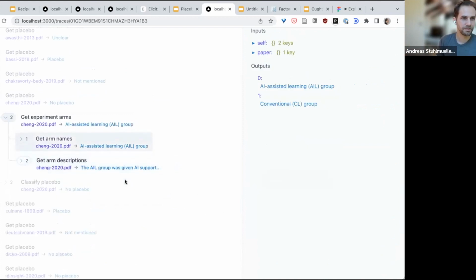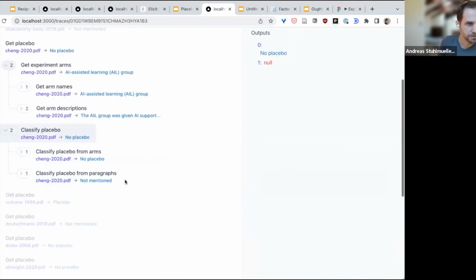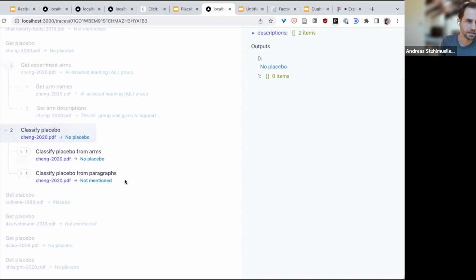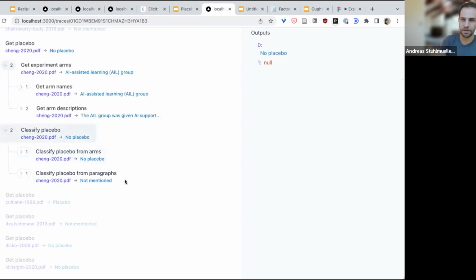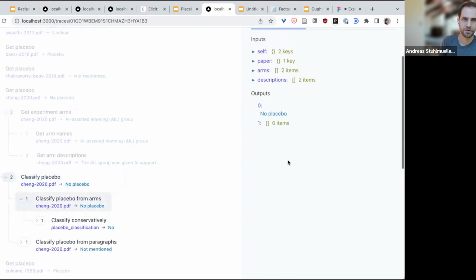Okay, so that's how you get the experiment arms. There's one more component that seems interesting to talk about here, which is ensembling. For decompositions to be robust, often you want to do things in multiple ways and then ensemble the results. So in this case, when we classify whether a paper used a placebo, we actually do it in two ways. First, we do it using the experiment arms that we get back.